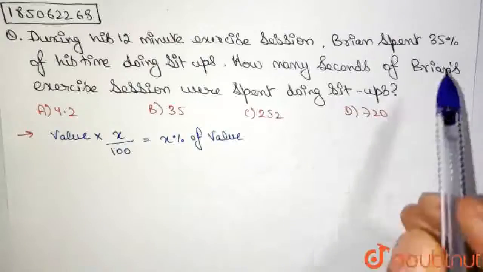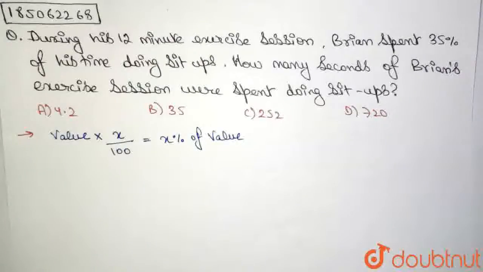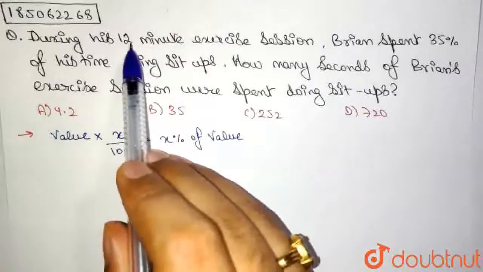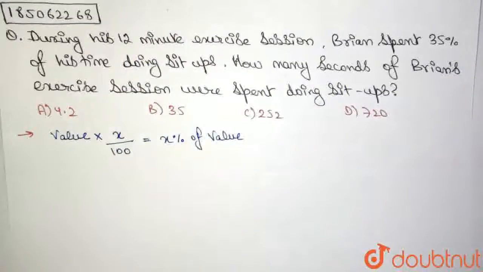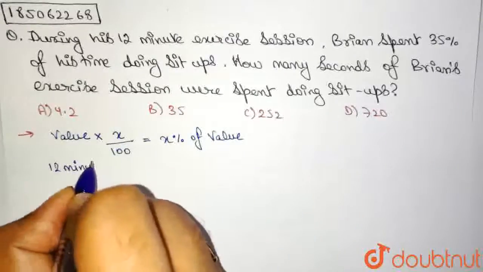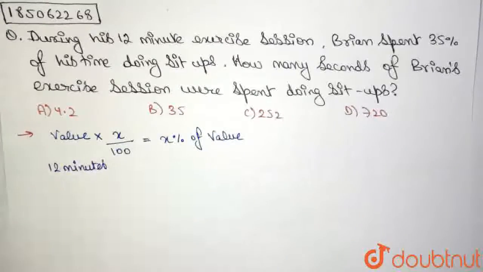Here we have been asked to find 35%. So we'll multiply 12 minutes by 35 upon 100. Also, since the answer has been asked in seconds, let us first convert this 12 minutes into seconds. So we have 12 minutes, and we need to convert it into seconds.